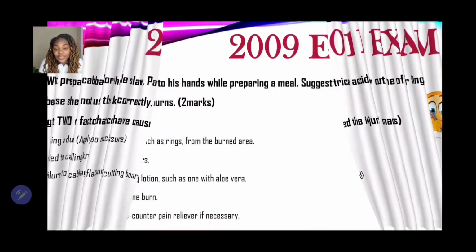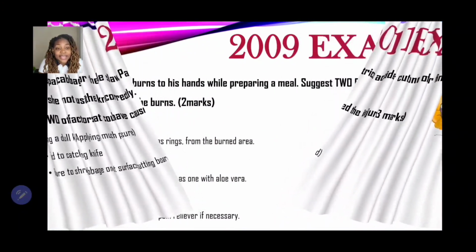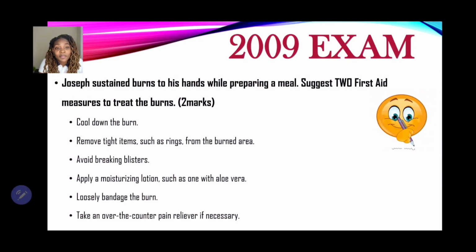Now the final question that we'll be looking at is questions from the year 2009. So Joseph sustained burns to his hands while preparing a meal. Suggest 2 first aid measures to treat the burns. So that is 2 marks. We have more than 2 measures here, but we're going to select 2, right? But let us read through the ones that we have.